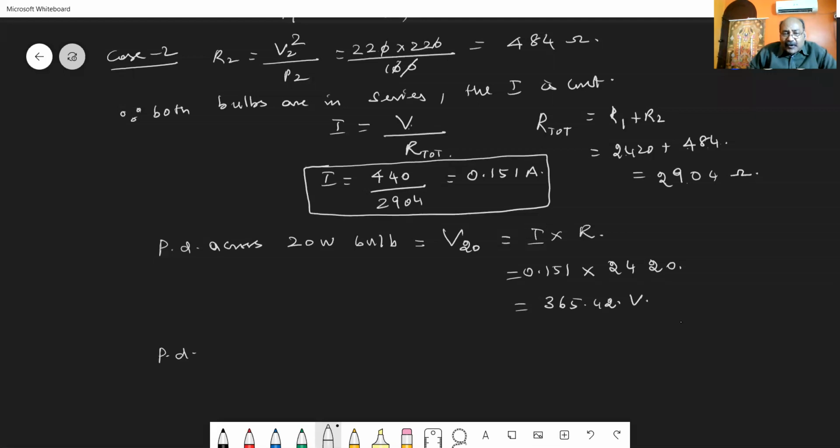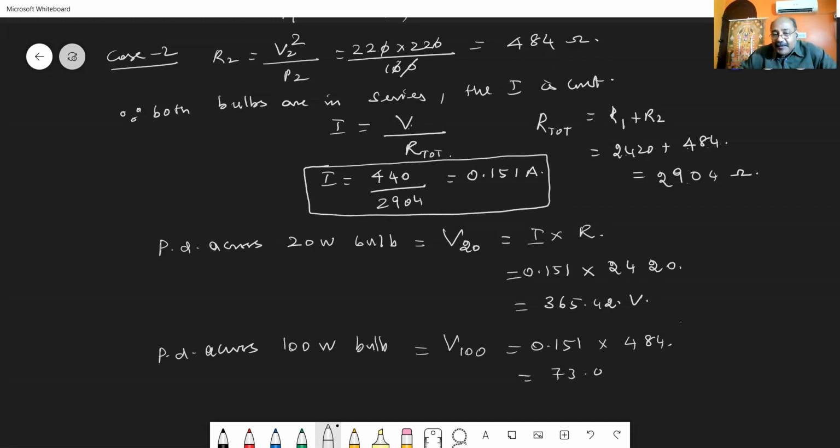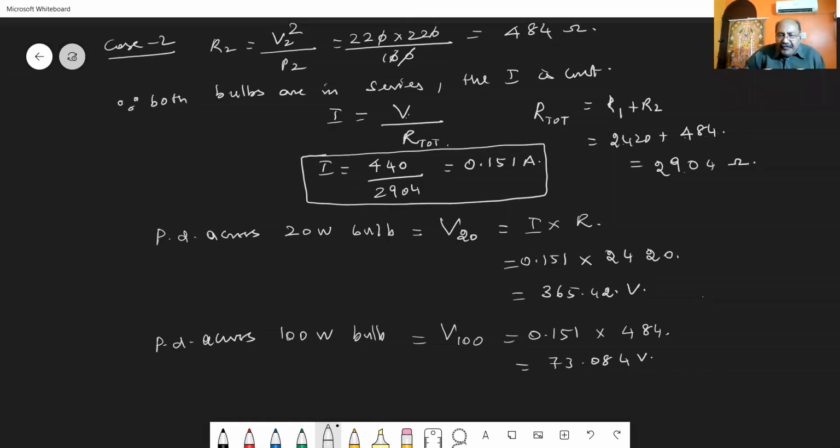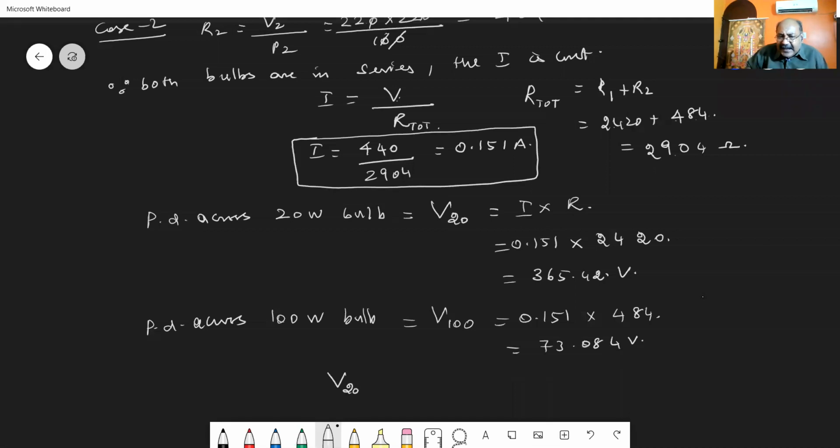Similarly, I am calculating the potential difference across the 100 watt bulb. V100 is equal to the current 0.151, since the current is constant, multiplied by the resistance of the 100 watt bulb, which is 484. So 484 multiplied with 0.151 is 73.084 volt.